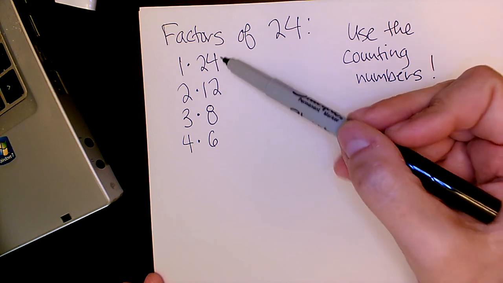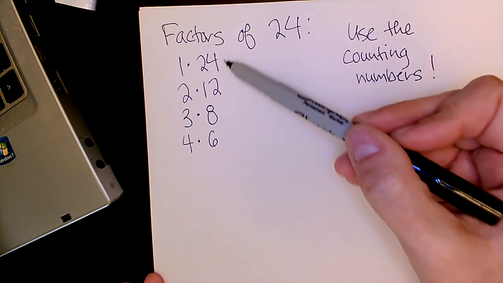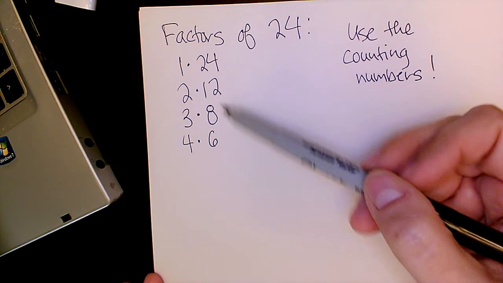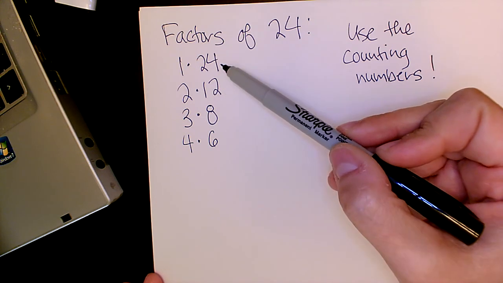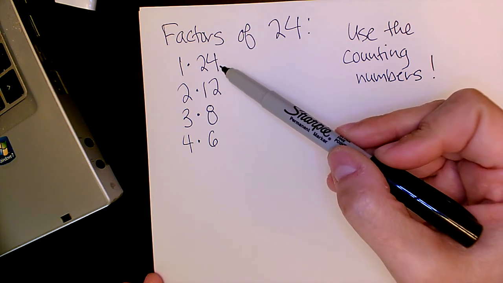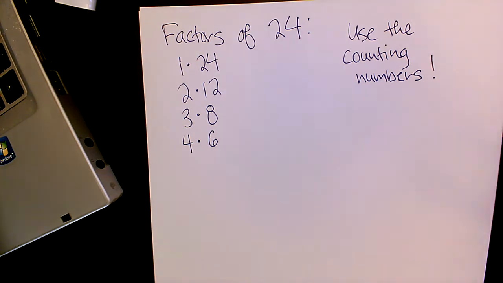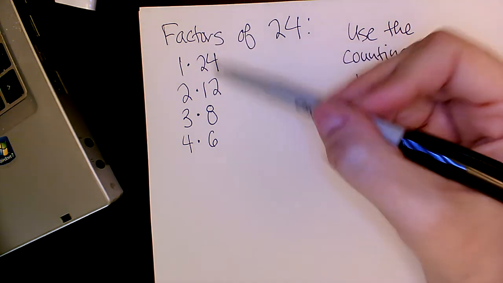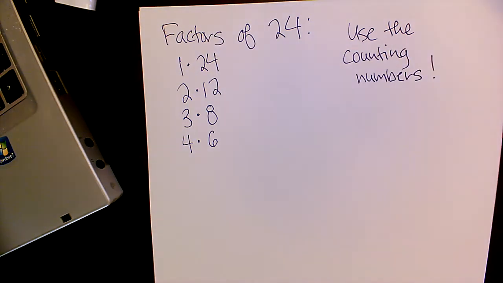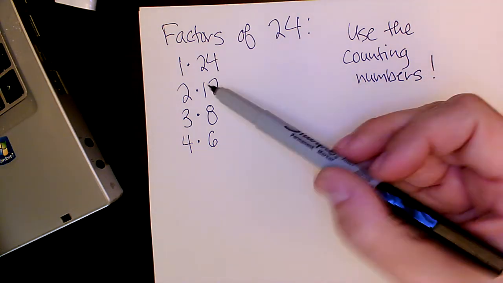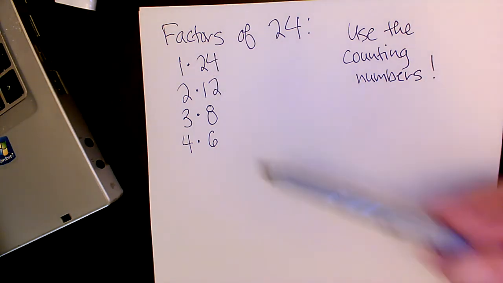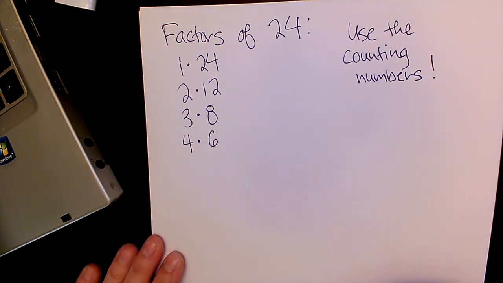So it looks like these are going to be all the factors of 24, because our last factor is 24 times 1, and in between 12 and 24, like 13, 14, 15, 16, and so on, all the way up to 24, none of those numbers go in. So none of those numbers are factors. So these are all my factors of 24.